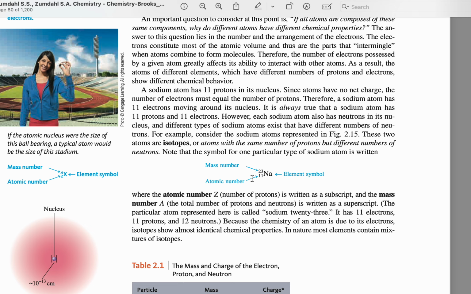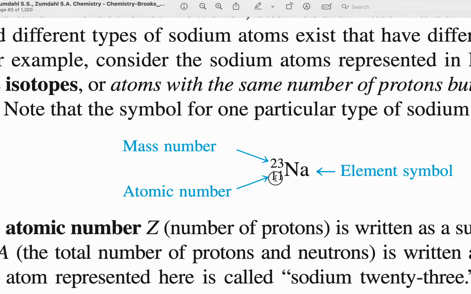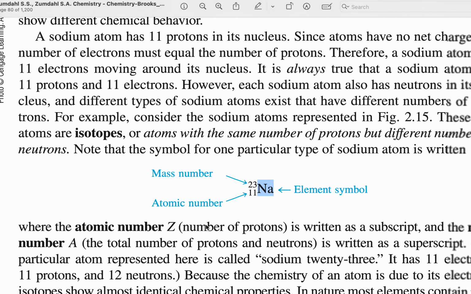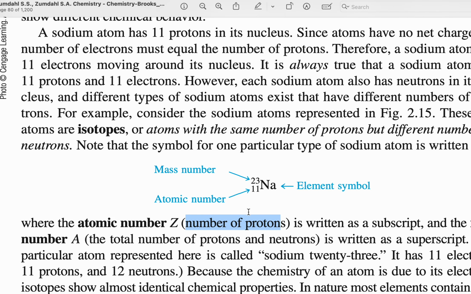The subscript, the little tiny 11 over here, is the atomic number, which means that there are 11 protons within sodium. So yeah, atomic number is the number of protons. And mass number is the total number of protons and neutrons.